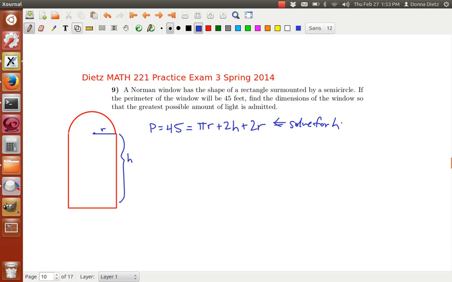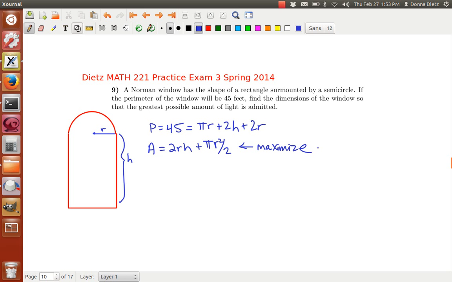I mean, you could solve for r, I guess, but that would be a pain. We need to say what the area is. We're not going to solve for h right now. We will be doing that in a second. The area is, again, composed of the top half plus the bottom half. So the bottom half is 2rh, that's the bottom half. And then the top half is pi r squared over 2. Okay, so this is the piece we need to maximize.